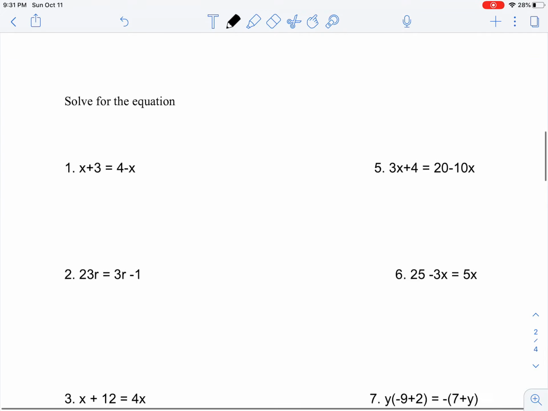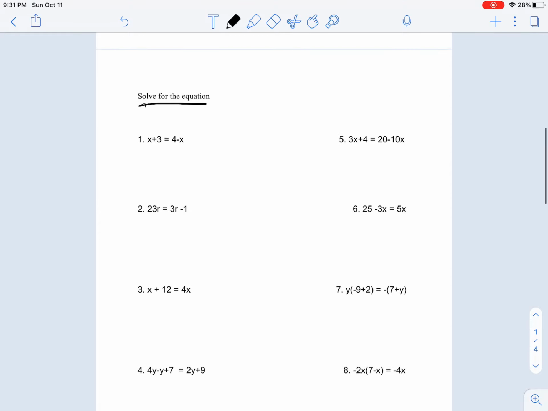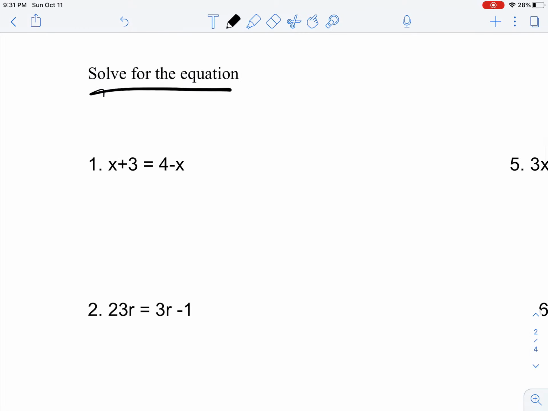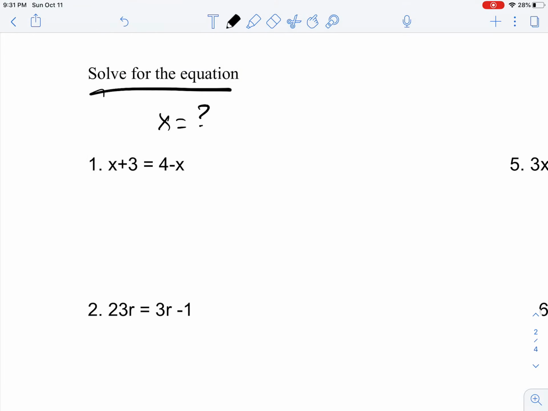Now, let's try solving for the equation. Whenever you have solving for the equation, it's likely that you're trying to solve for a specific variable. So when you have these problems, identify which variable you're trying to look for. In this case, you're trying to look for the value of the variable x. So our question is, what is x?